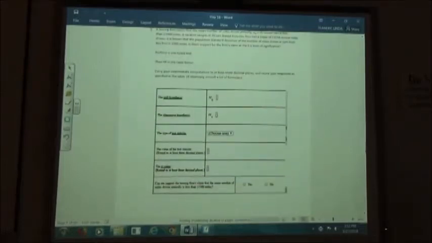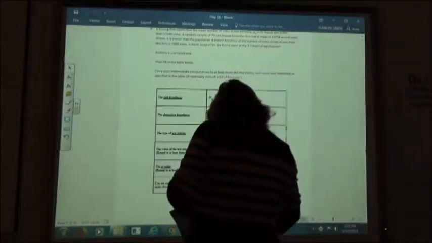Here, we'll print that. It'll probably take a minute. So.